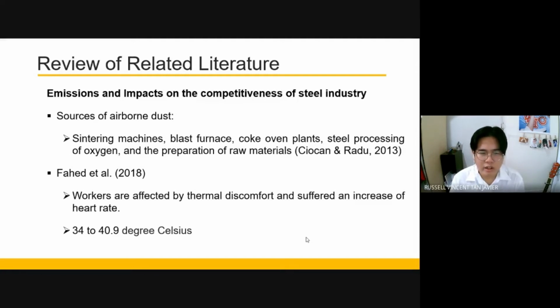Then this operation in steel plants, including the blast furnace and coke oven, pose a severe risk to the workers, especially that plant operation induces intense heat that causes thermal stress, where Fahed discovered that the worker of a steel factory is affected by thermal discomfort and suffered an increased heart rate because they are exposed to temperatures that stretched from 34 to 40.9 degrees Celsius. And these risks increased the productivity loss of the workers due to these excessive activities. Now, we will further discuss our study with our conceptual framework.